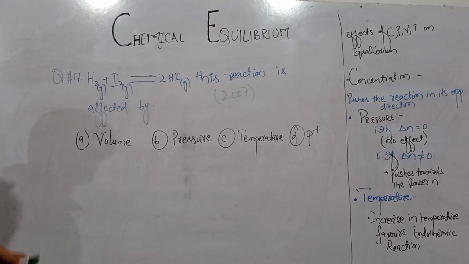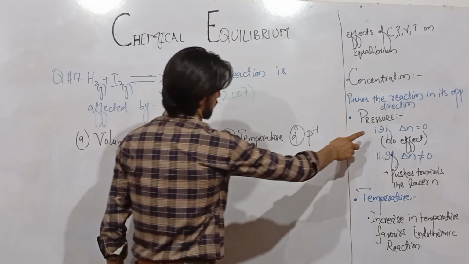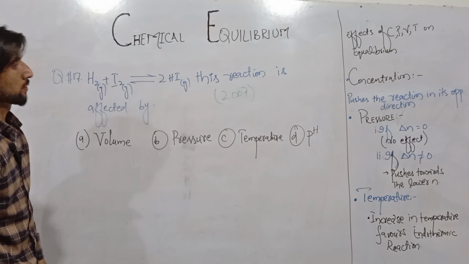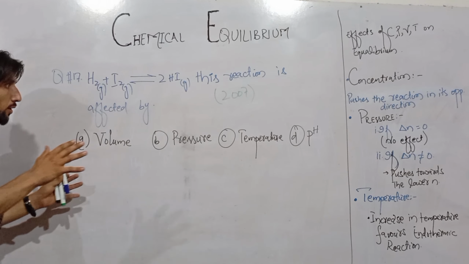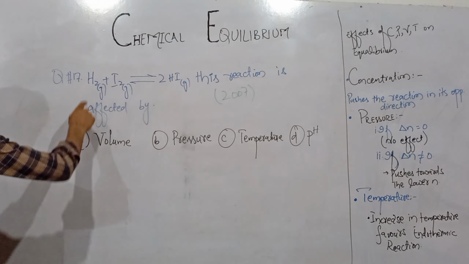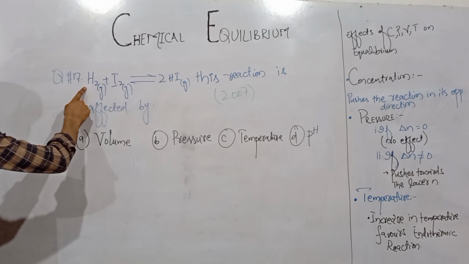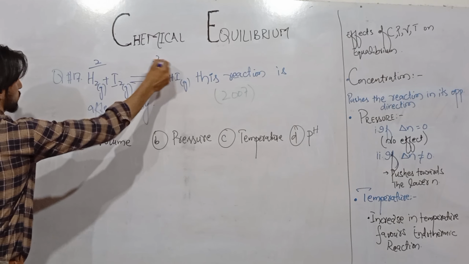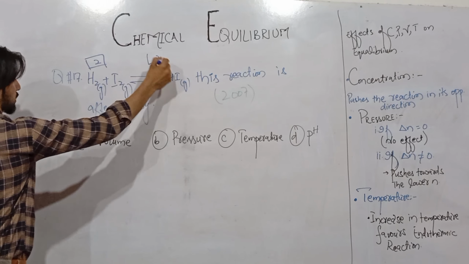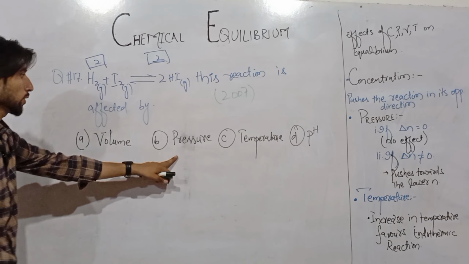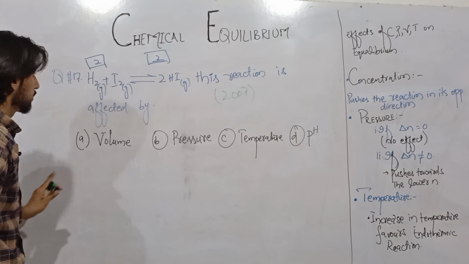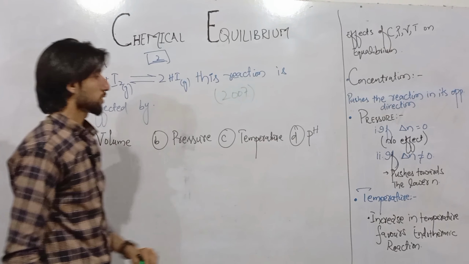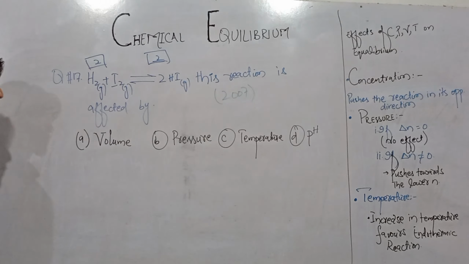As we discussed, if the number of moles on both sides are equal, then there will be no effect of pressure on a gaseous reaction. So here the number of moles is 1, 1, and 2 on the other side, so the number of moles on reactant and product side are equal. So no effect of pressure or volume on this reaction. And this reaction is occurring in the gaseous state, so no effect of pH also.